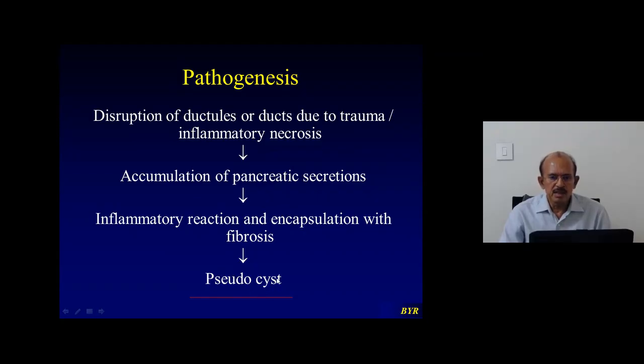So the pseudocyst is nothing but a collection of enzymatic secretions and debris around the pancreas. Because of its presence, there will be inflammatory reaction followed by granulation tissue formation and encapsulation. So a pseudocyst contains fluid which has a lot of pancreatic enzymes and also some necrotic pancreatic tissue walled off by fibrosis and granulation tissue.